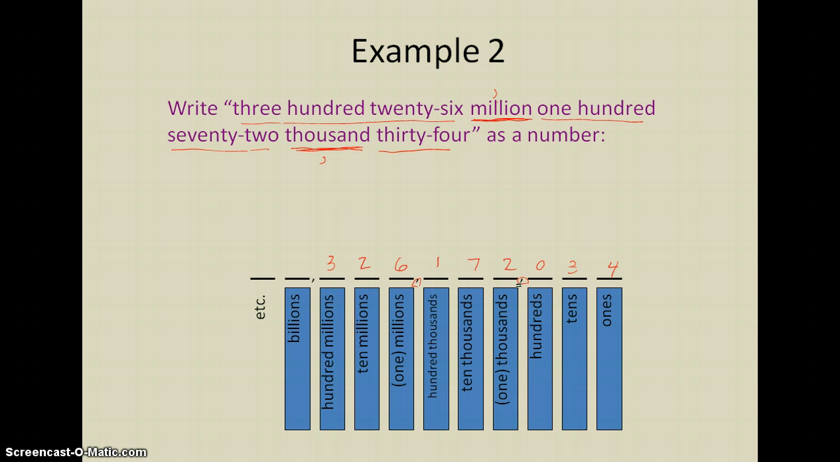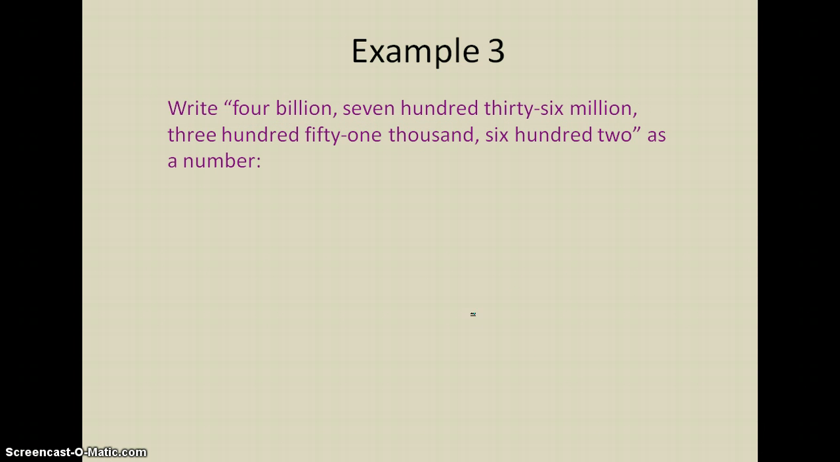All right, one more example. This is going to be a really big one, and I'm going to do it without a place value chart. So this time I'm writing 4,736,351,602 as a number. So I'm going to go through here. I'm going to look for all those period names. So billion is one of them. Million is another one. Thousand is another one, and then that pretty much brings me to the end.